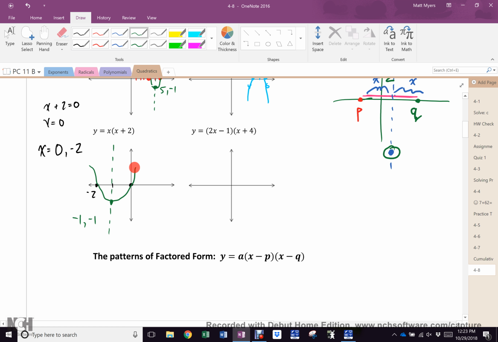Why? Because it's positive at the front. Can everybody do it? Yeah? Okay. Look at this one. It's tricky. Look at it very carefully.